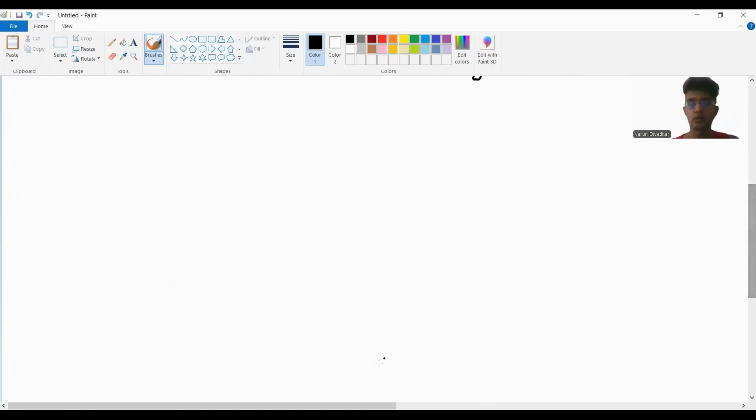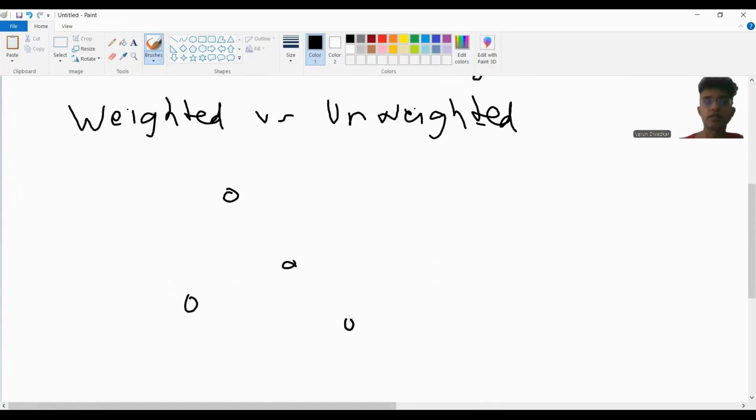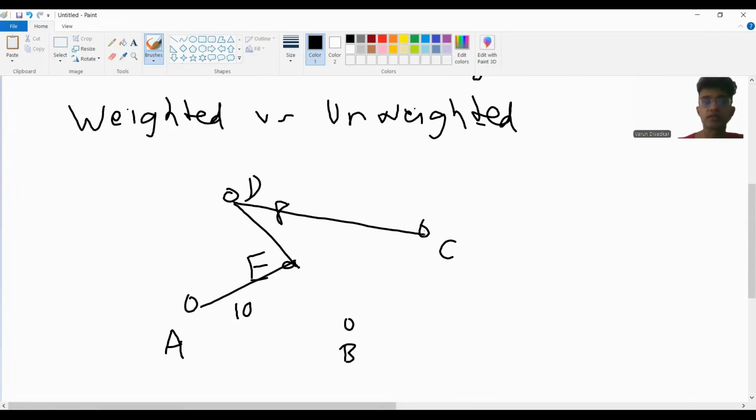Right, and then there's another concept which is called a weighted versus unweighted graph. So let's say we have five cities, all right? A, B, C, D, and E. So the distance between A and E is like say 10 miles. Distance between E and D is say 8 miles. D and C is say 15 miles. C and B is say 12 miles, and A and B is say 18 miles, and then E and B is say 7 miles, all right?